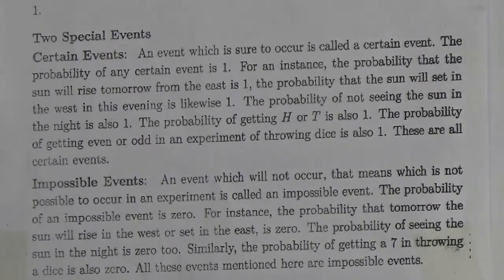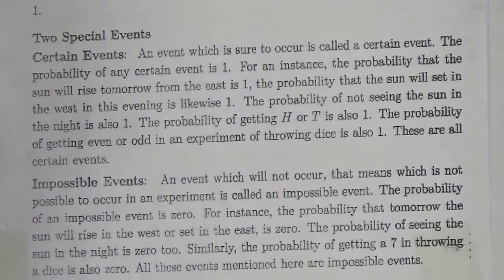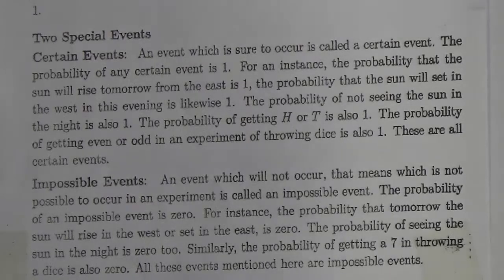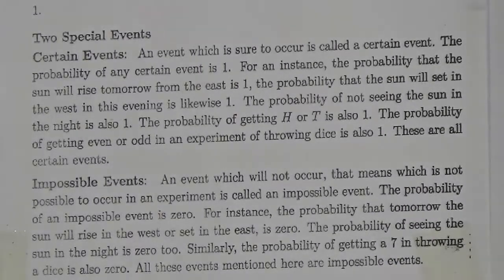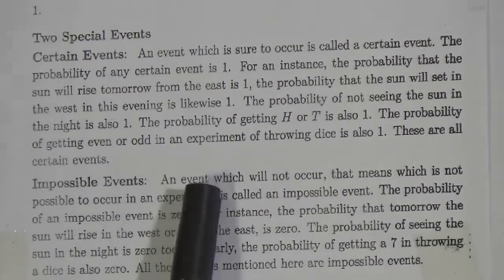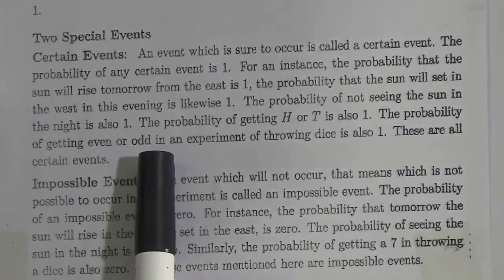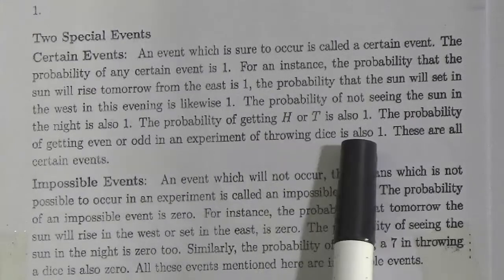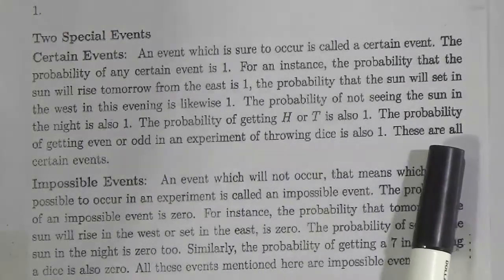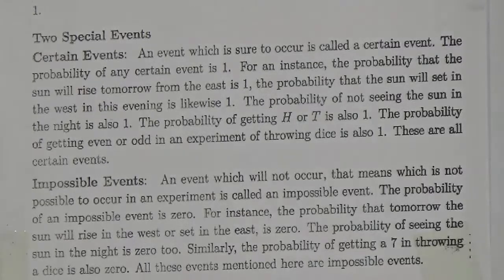It means the total number of outcomes is head or tail, that is 2, and the total possible outcomes is also 2. So the probability will also be 1. The probability of that event must be 1. The probability of getting even or odd in an experiment of throwing a dice is also 1. These are all certain events. These events are known as certain events. We may say this as sure events.